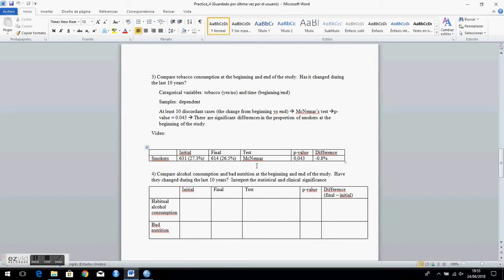The test that we use is McNemar. In that case, we use McNemar because we have at least 10 discordant cases. In the case that we obtain a p-value smaller than 0.05, we reject the null hypothesis, and this is the difference. I obtain the difference from the difference between this percentage, sorry, and also this percentage. If we subtract 26.5% minus 27.3%, we obtain minus 0.8%.